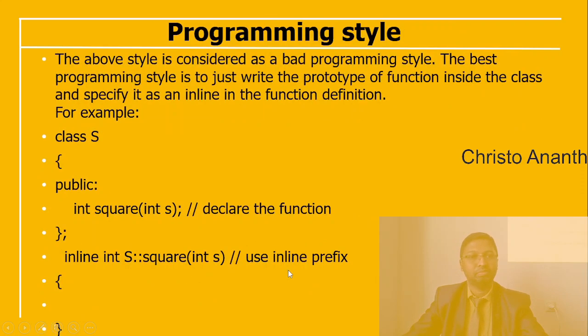This is what you call a very bad programming style, because the best programming would be to write the prototype of the function inside the class and specify it as inline in the function definition. For example, class S, public, int square of int s. This is how you declare the function. Then you will have the inline prefix, inline int S square of int s, using the inline prefix. Then you'll have a block of code.